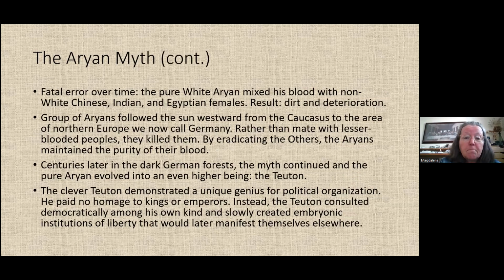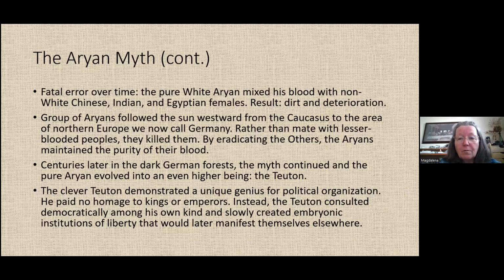A group of Aryans followed the sun westward from the Caucasus to the area of northern Europe we now call Germany. Rather than mate with lesser-blooded peoples, they killed them. By eradicating the others, the Aryans maintained the purity of their blood. Centuries later, in the dark German forests, the myth continued, and the pure Aryan evolved into an even higher being, the Teuton.